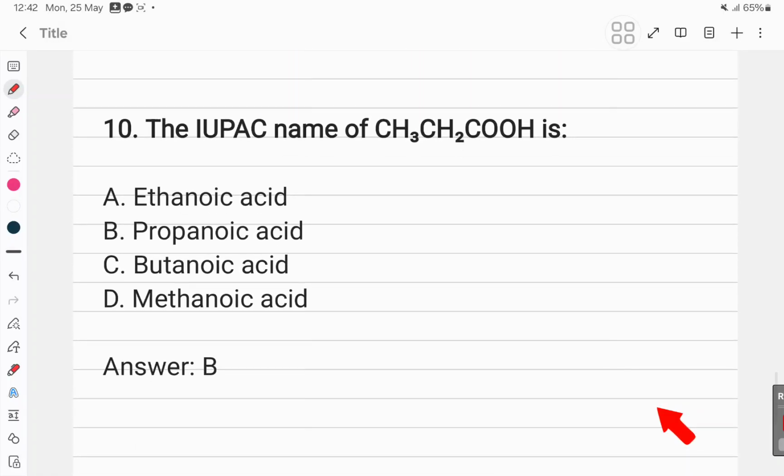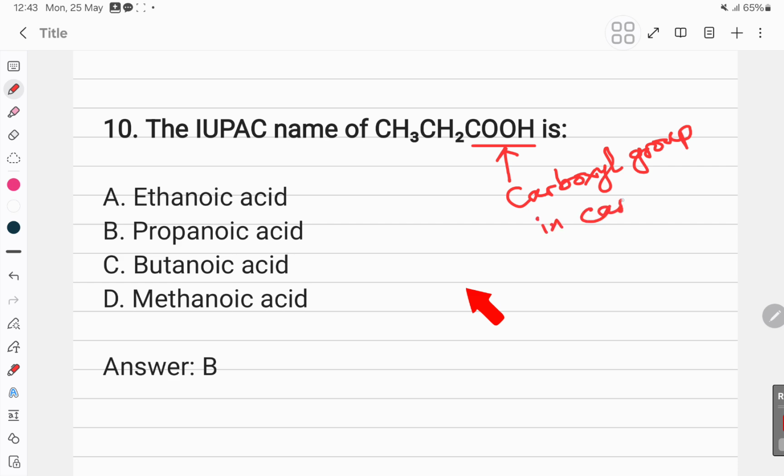The last question in this video, we are to state the IUPAC name of this compound. This organic compound precisely is a carboxylic compound. Whenever you see this group of atoms, this is what we call the carboxyl group or carboxylic group. The carboxyl group is a functional group in carboxylic acids. So carboxylic acids are easily identified by this group in their structural formula or in their molecular formula.